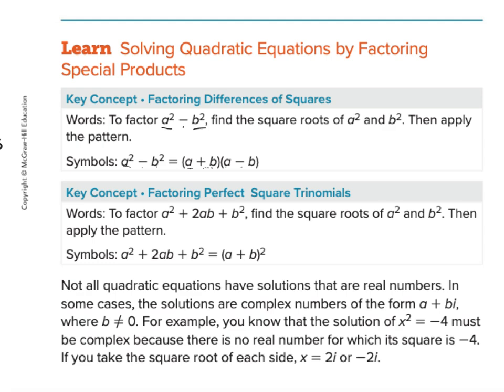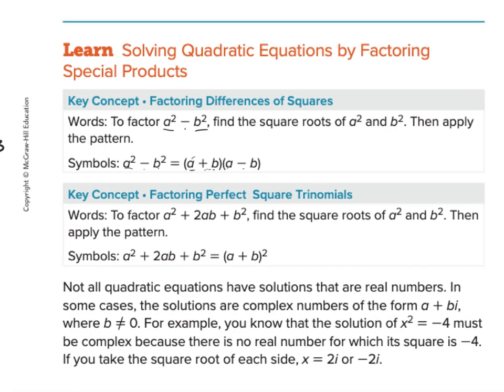Because when we FOIL this, if you were to go ahead and multiply this out, it would look something along the lines of a squared, minus ab, and then we would multiply b, right? And that would be plus ab minus b squared. And these two things become 0, and it ends up with a squared minus b squared.